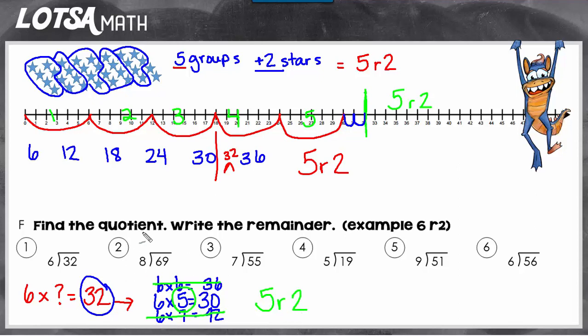So all of these are different strategies that you can use to help find your answer. When you get really good at multiplication, this is going to be your best bet because it's going to be the most efficient, the quickest. So let's look at some other examples now.